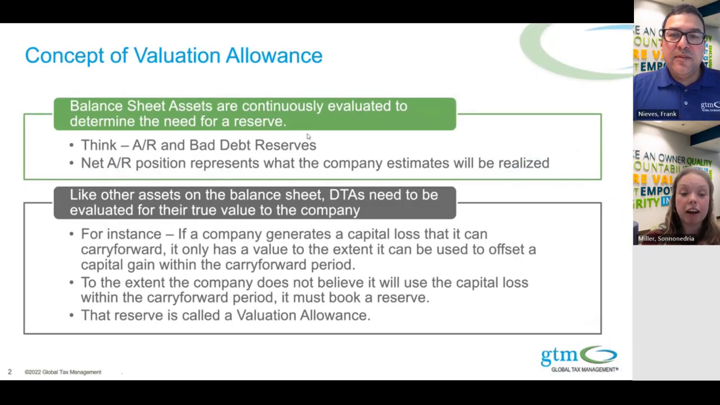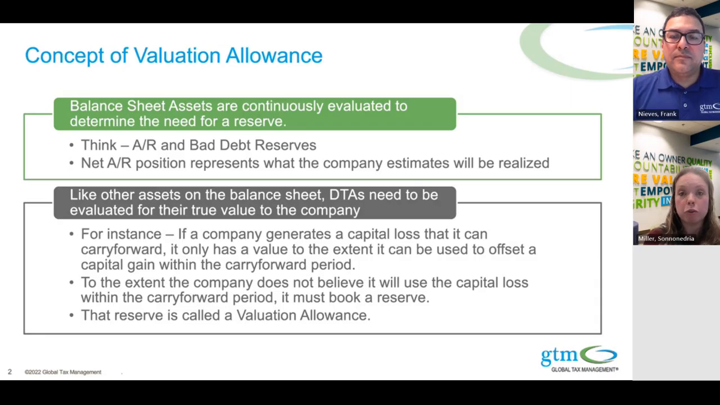The concept of a valuation allowance can be thought of as a reserve that is set up against deferred tax assets. Deferred tax assets are tested for their realizability and determined if a valuation allowance is needed against the portion that will not be realized, meaning the portion that the company will not realize a benefit on. You can think of this similar to accounts receivable and a bad debt reserve. When a company realizes that they're not going to be able to collect their full account receivable, they would set up a bad debt reserve for the portion that's uncollectible.